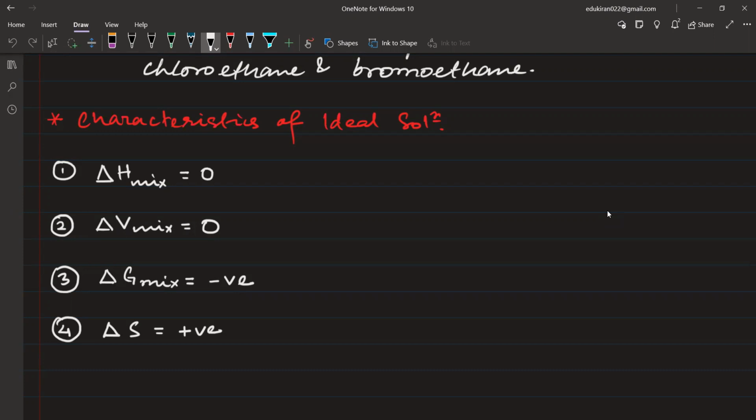So, tell me, can you please explain again how delta G is negative? Delta G is equal to... tell me, what is the formula? Thermodynamics: delta H minus T delta S. What is delta S? Positive. What is delta H? Zero. So what will delta G become?